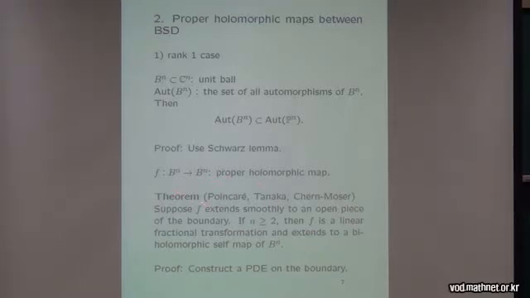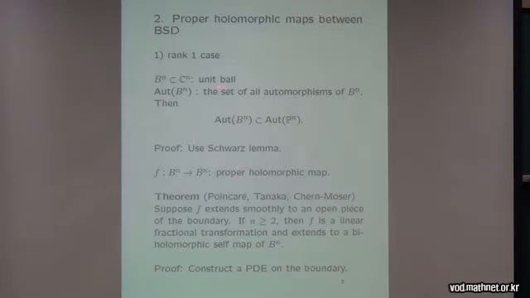some rigidity. This rigidity phenomenon was first found by Poincaré, and later we can use Tanaka-Chern-Moser theory to get rigidity. So let me explain briefly. If f extends smoothly to an open piece of the boundary, and if n is bigger than 2, then f is also a linear fractional transformation. So only automorphisms.